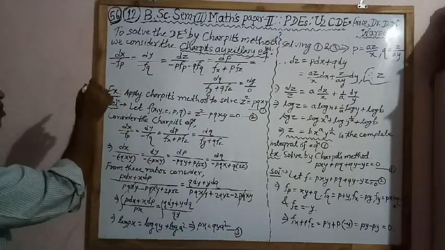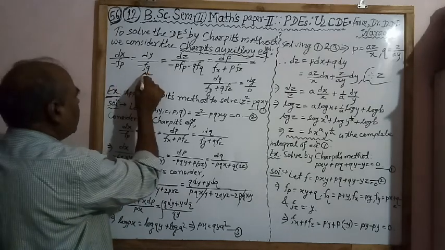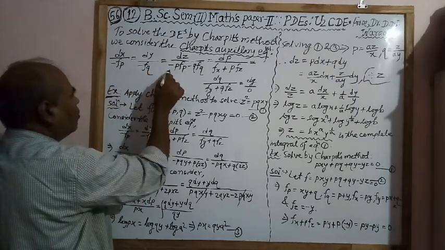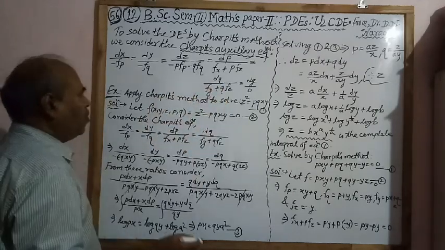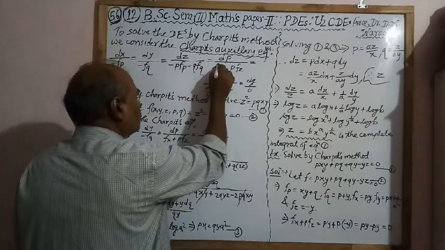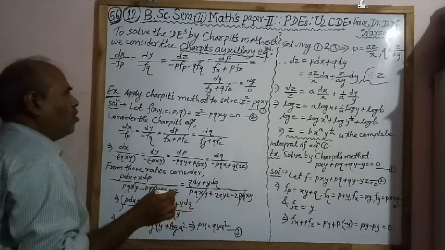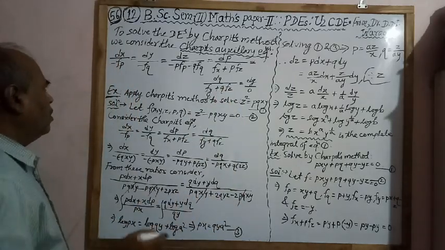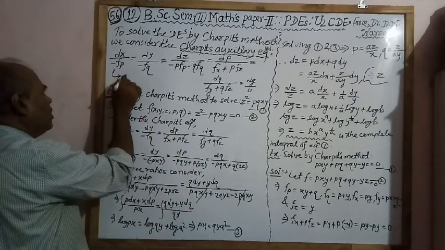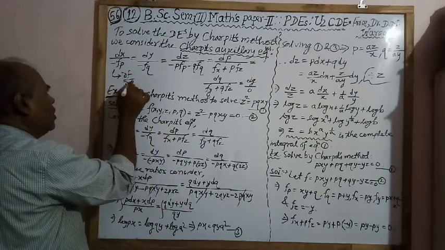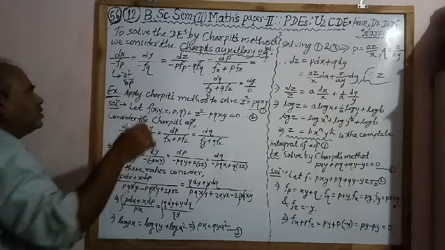Given by dx upon minus fp, dy upon minus fq, dz upon minus p fp minus q fq, equal to dp upon fx plus p fz, equal to dq upon fy plus q fz. Now here fp means partial derivative del f by del p, like this. Fq means del f by del q.